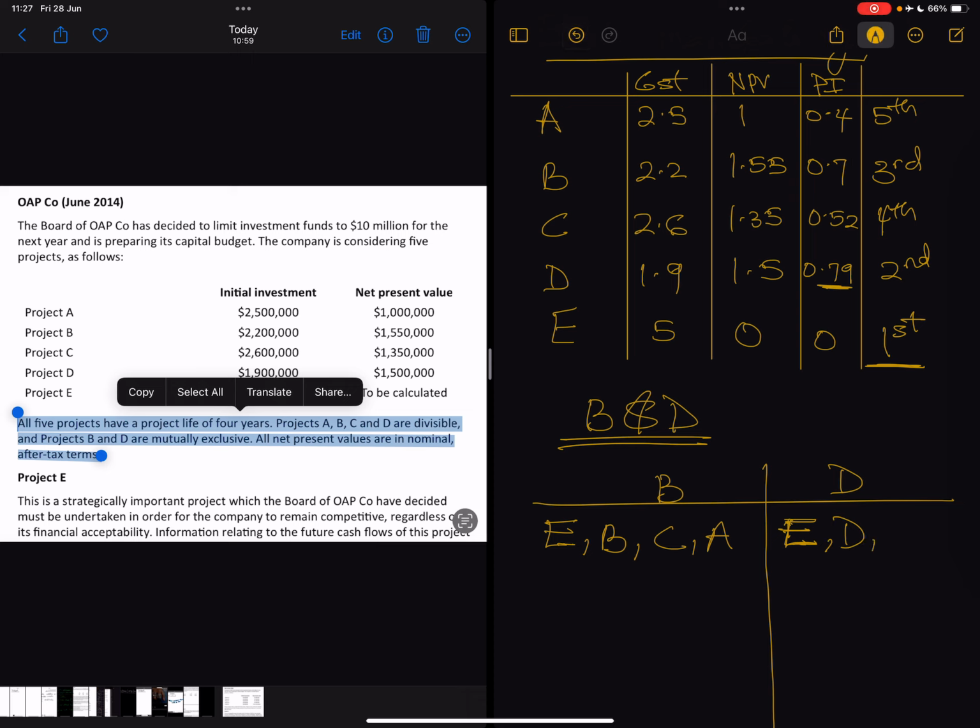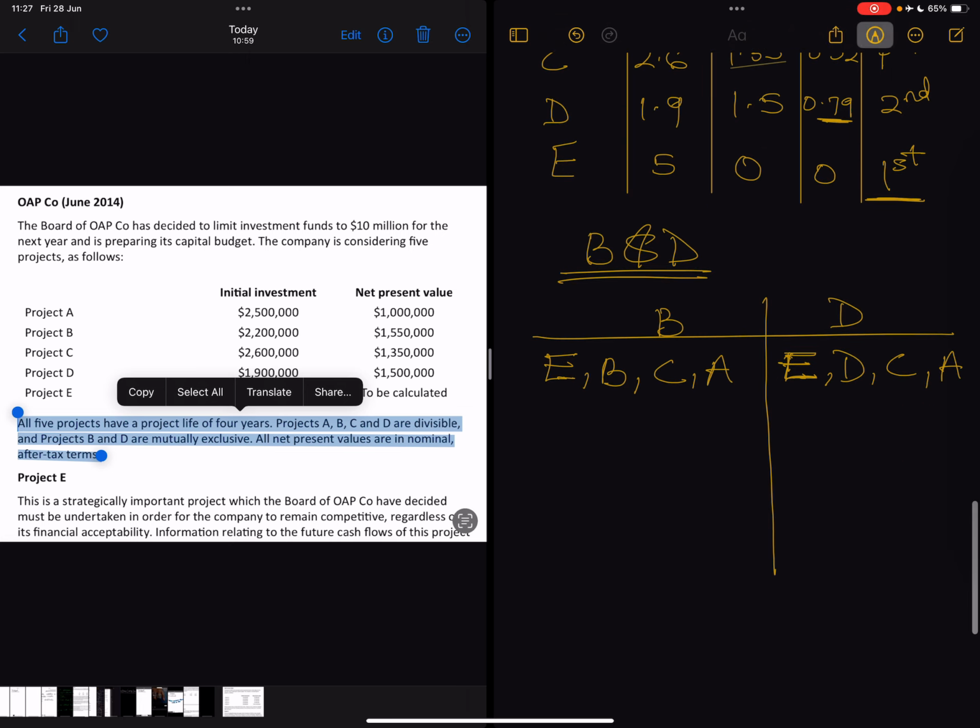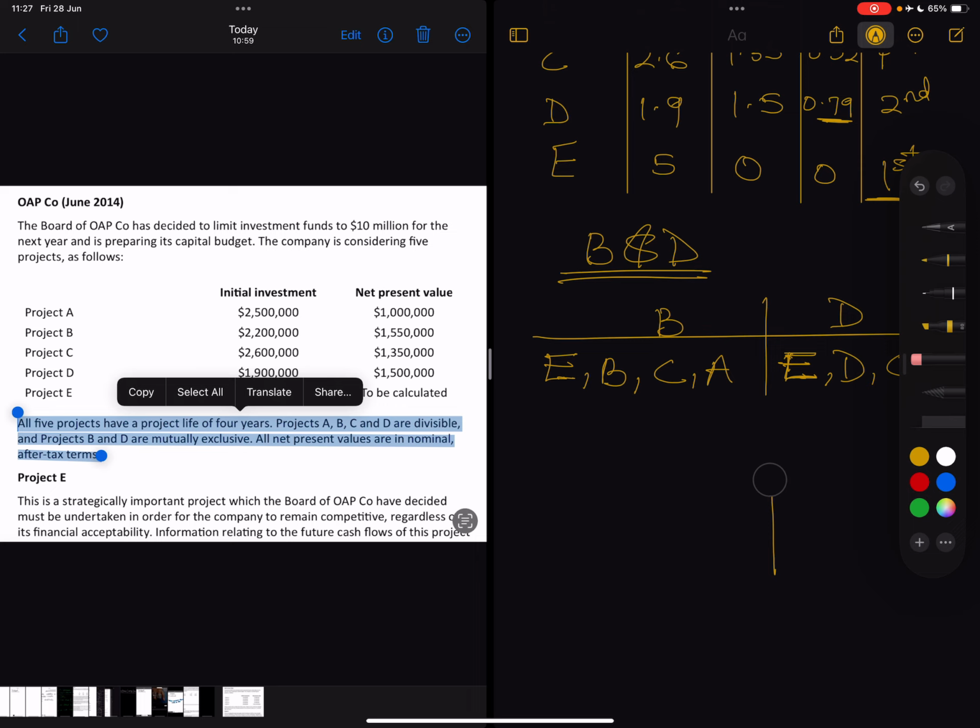D comes in. After D, third position should be B, but B is mutually exclusive with D, so it cannot come in. So we'll go to fourth, which is C, and we cannot consider also A if we have money for that. But that is the ranking and the sequence to which we'll consider investment. Now let's see whether we have money.